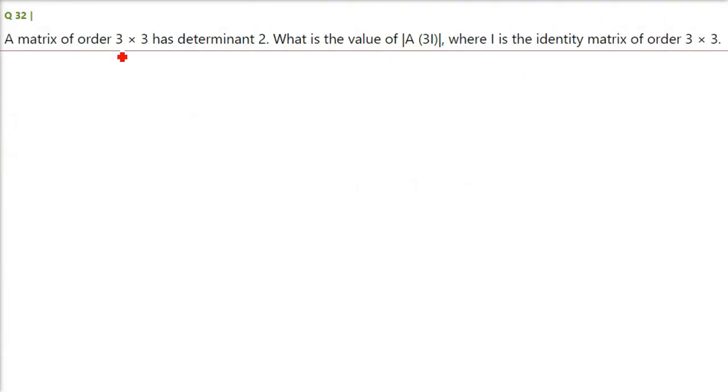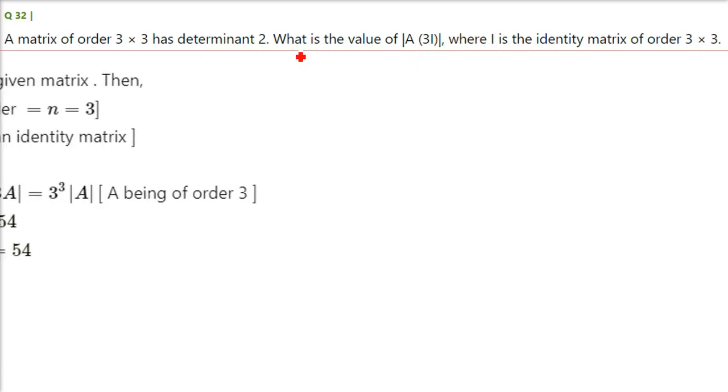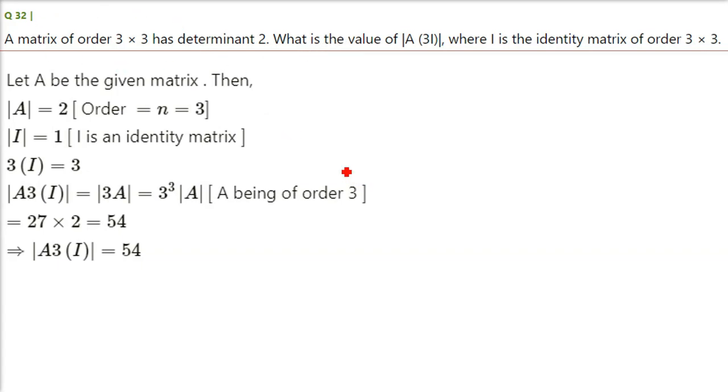A matrix of order 3 by 3 has determinant 2. What is the value of determinant of A times 3I, where I is the identity matrix of order 3 by 3? Now what all is given? Let us write this first. Matrix A is there and the order is given 3 by 3, that is, it is a square matrix of 3 by 3. Now the determinant of this A matrix is 2.